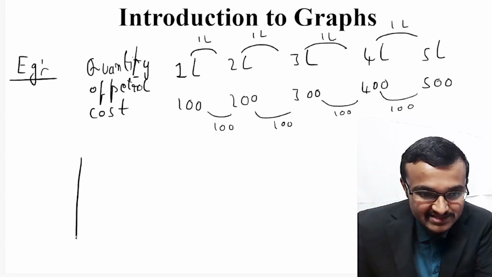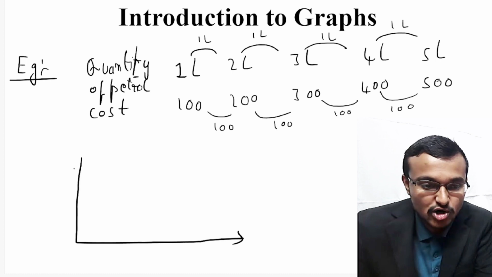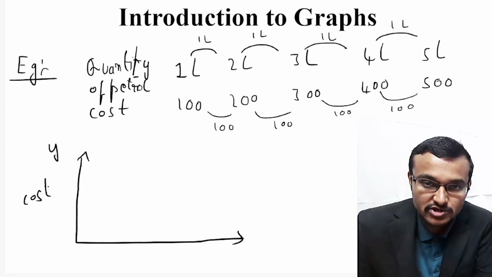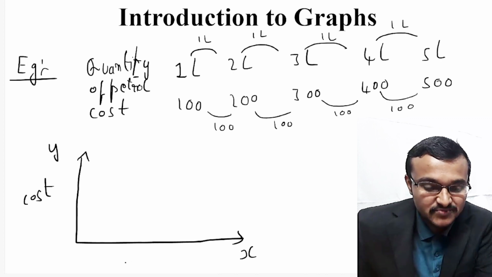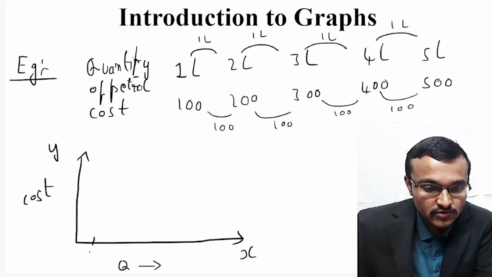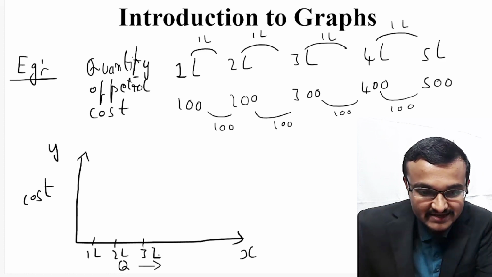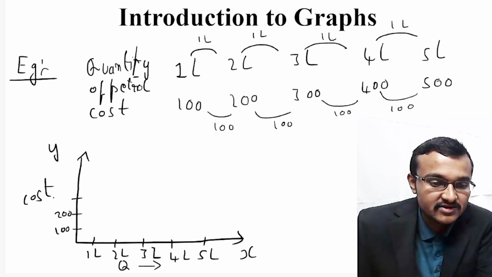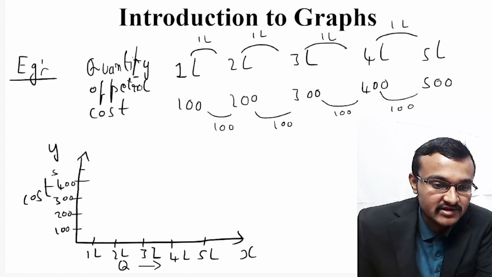So if we plot this graph, let us take cost on the y-axis. So let's say this is the y-axis. I'll be taking cost on the y-axis, and the quantity will be on the x-axis. First unit will be 1 liter, second unit will be 2 liters, third unit 3 liters, fourth unit 4 liters, fifth unit 5 liters. Here also, first unit will be 100 rupees, second 200, third 300, fourth 400, fifth 500.